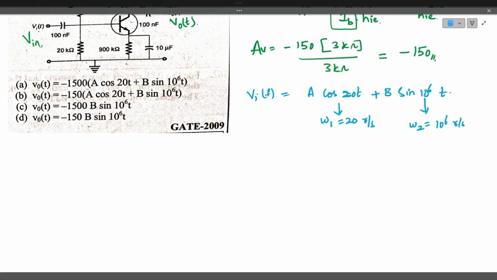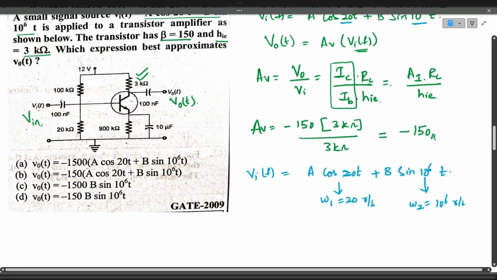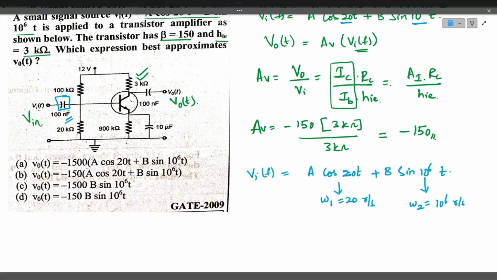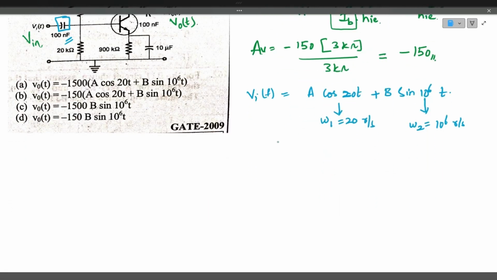If you see in the diagram, there is an input capacitor of 100 nanofarads. This input capacitor should allow these frequencies. We have to find out whether it allows these frequencies or not. So let's find out the impedance, that is XC1. The impedance of the capacitor is 1 by omega C, which is equal to 1 divided by, the omega value is 20, and the capacitance value is 100 nanofarads.